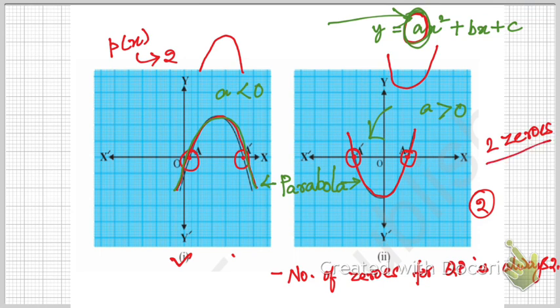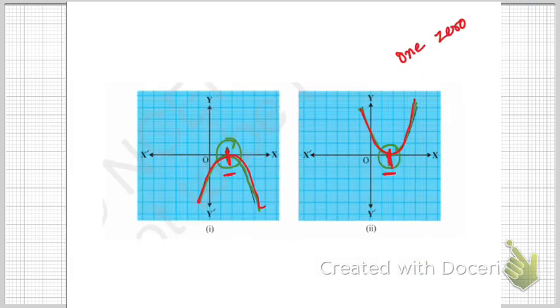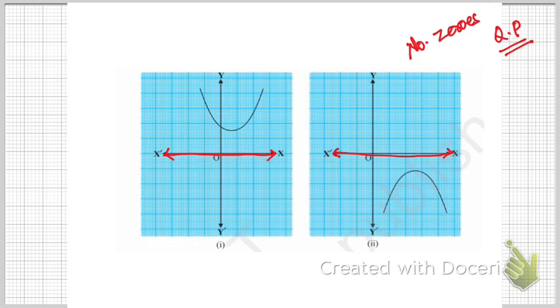But since these three are parabolic graphs, we will say that these parabolic graphs are for a quadratic polynomial only. So a quadratic polynomial can at most have 2 zeros, or it can also have no zeros, or it can have 1 zero as well.